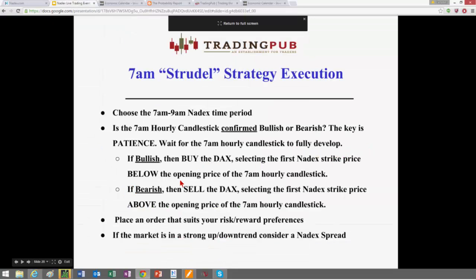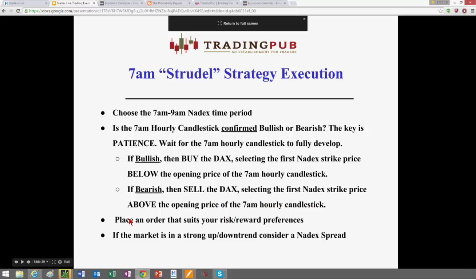Okay, so once again, with the Strudel strategy, if the hourly candlestick is bullish, then I want to buy from the first strike price that Nadex offers below the opening price of that candlestick. If it's bearish, I want to sell from the first Nadex strike price above the opening of the candlestick.